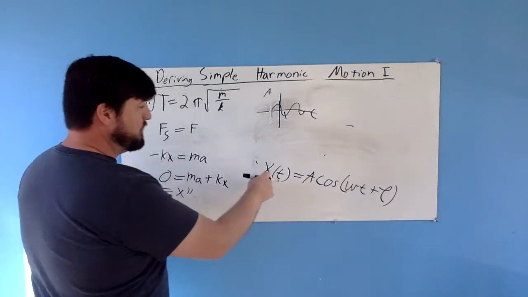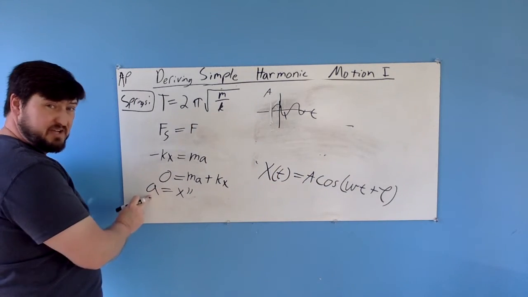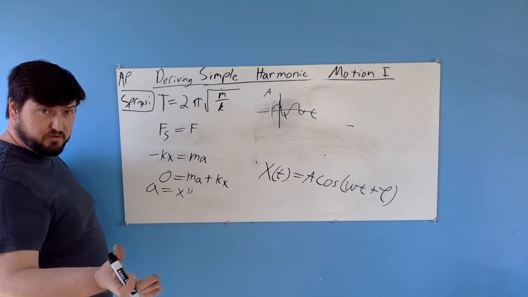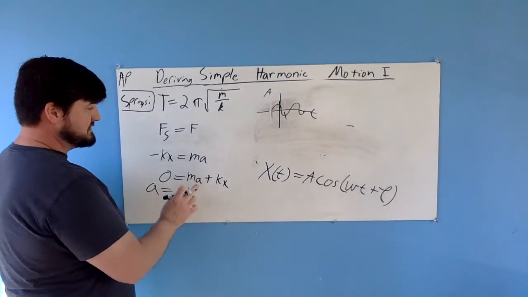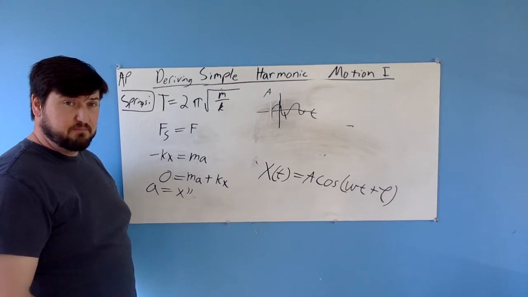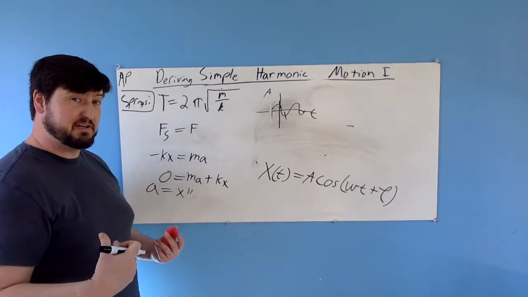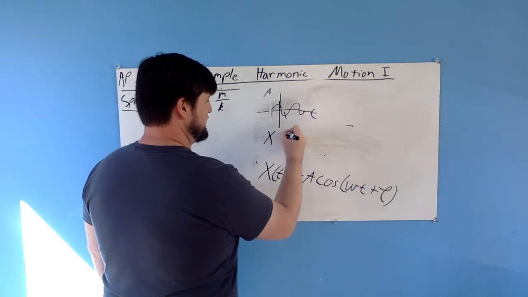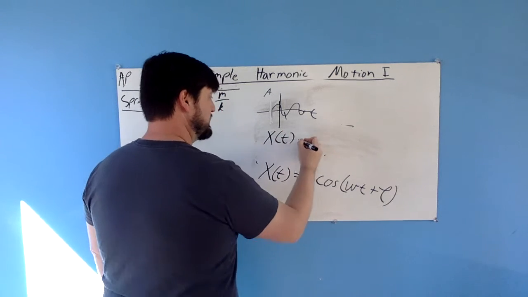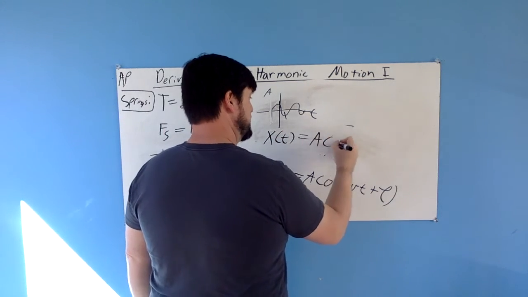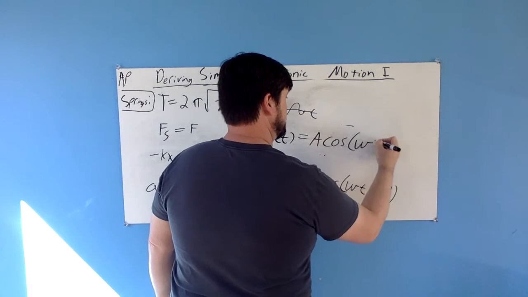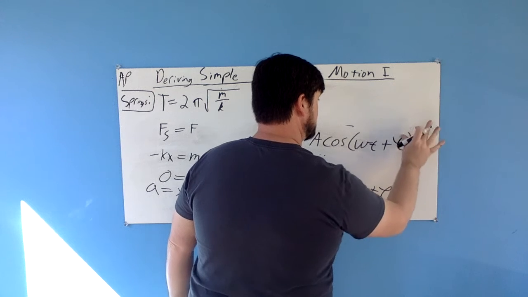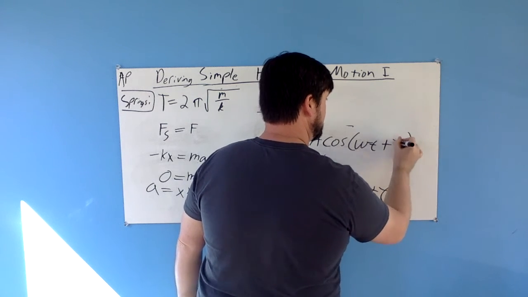So we want to figure out our acceleration, which is x double dot or x double prime, however your notation works. So we want the second derivative of that thing. But do we get to the second derivative by doing the first derivative? So let me move this up on the board and copy it down so it's straight on the board. A cosine of omega times t plus phi.